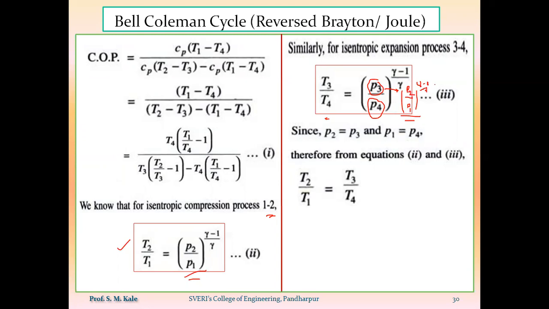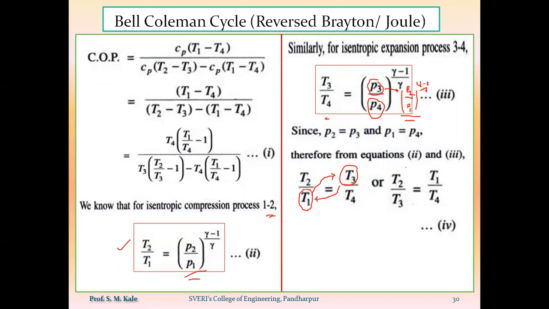Now here again, I will do some modification. If I take this T2 term towards this direction, and the T1 term towards the other direction, then after the mathematical modification I get T2 by T3 is equal to T1 by T4.